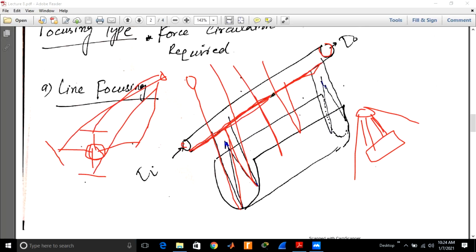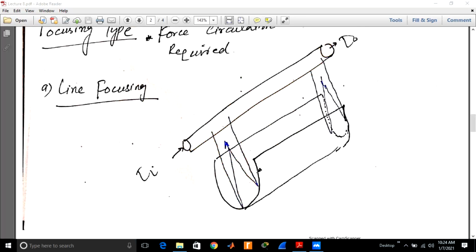All the rays will fall on this line, and it behaves like when we were students in primary school, we would use some mirrors, like the lenses of glasses, and we were doing that.